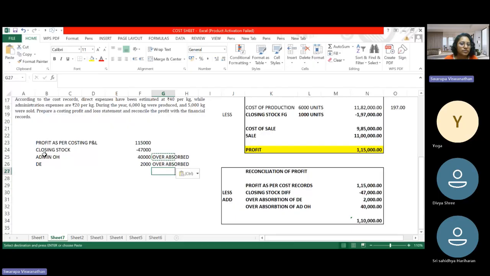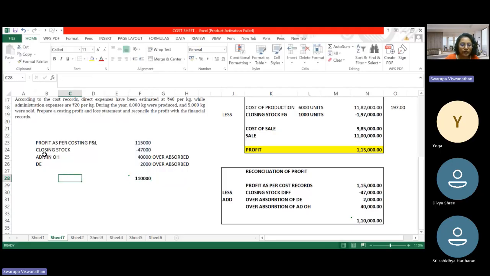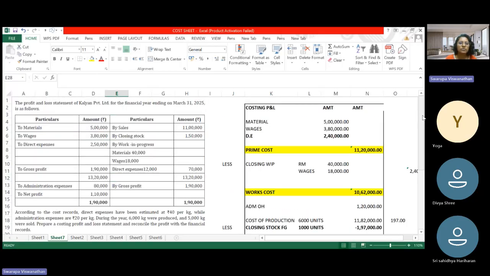This also, there is an over absorption. So the sum of this is 1,10,000, which is your profit as per P&L. So if you get a question like this, you need to prepare the cost sheet, find out what is the profit, and then reconcile the profit against the profit as per financial. And the reconciliation items will be the items where there is a difference in the approach.